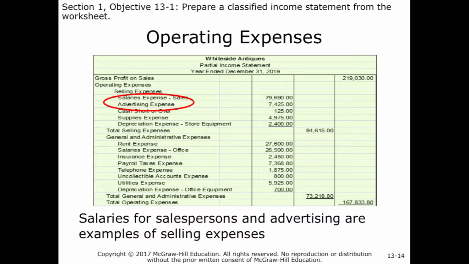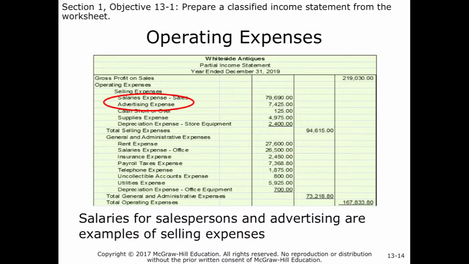The difference between the selling and the general and administrative expenses is that we don't include any selling expenses as general and administrative expenses. These general and administrative expenses are like rent expense, salaries for employees working in the office setting, not necessarily selling directly the product, insurance expenses, telephone expenses, or equipment that are used by the office employees, like the computers that are not actually being used in order to sell a product.